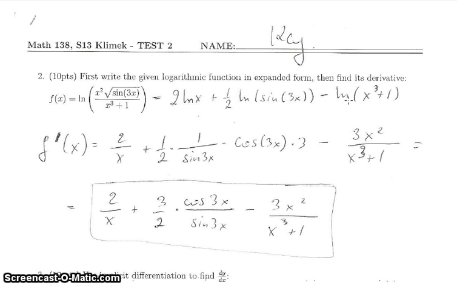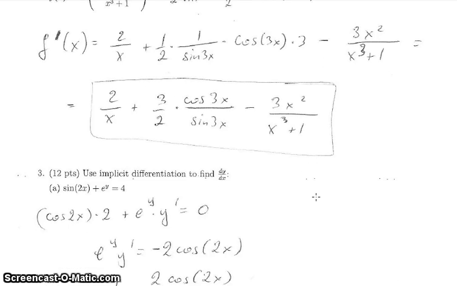And then minus the derivative of this last term, which is 1 over the argument, so 1 over x cubed plus 1, multiplied by the derivative of the argument itself. So the derivative of x cubed plus 1 is 3x squared. And then just simplify it a little bit, organize it. So I organize it into 2 over x plus 3 over 2 times cosine of 3x over sine of 3x minus 3x squared over x cubed plus 1. You could also change this cosine of 3x over sine of 3x into cotangent of 3x, but it wasn't required.